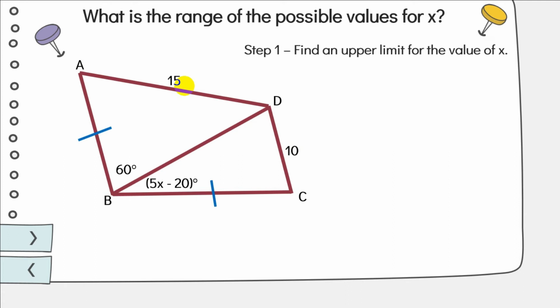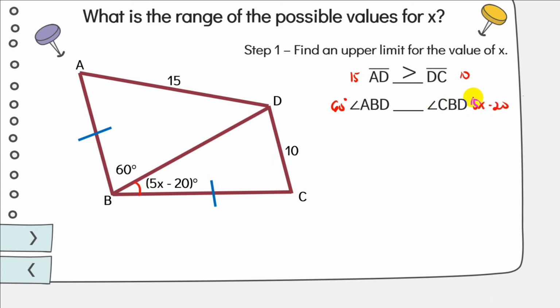So, how are we going to find the upper limit of the value of x? Kagaya rin po nung step natin from our previous examples. So, first, identify muna natin kung alin yung greater dito sa ating dalawang sides. 15 and 10. AD is 15. Again, yung side AD ay may measurement na 15, while DC is 10. So, malamang po, greater than yung gagamitin natin. And therefore, yung mga angles opposite to them, which is yung ABD, which is 60 degrees, and CBD, yan po ay 5x minus 20 degrees. So, yan po, ang gagamitin natin dyan ay greater than pa din.